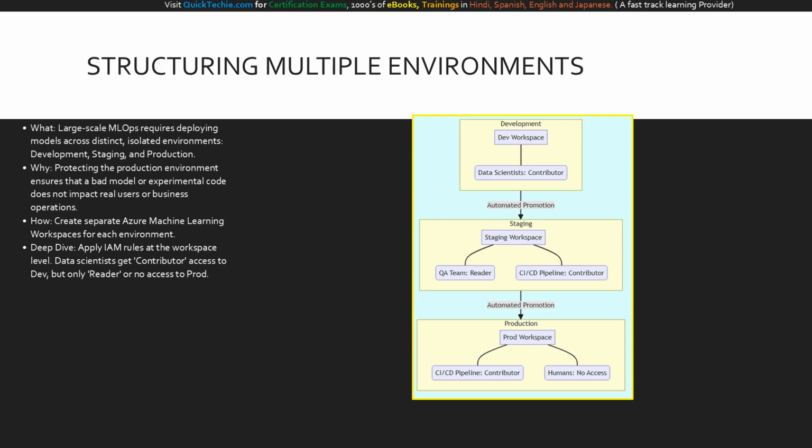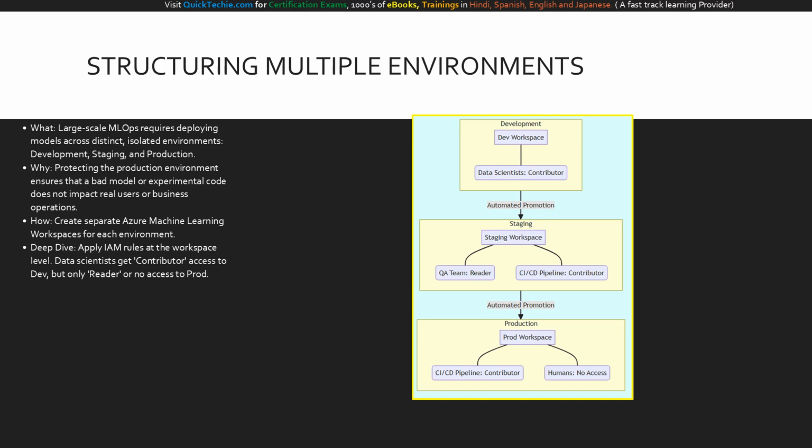Now that we understand RBAC, service principals, and managed identities, how do we apply them to a real enterprise architecture? The key is environment isolation. When deploying models at scale, you never train and deploy in a single workspace. Instead, you create separate, physically and logically isolated Azure ML workspaces for development, staging, and production. Why? Because we must protect the production environment to ensure a stable experience for the end users.